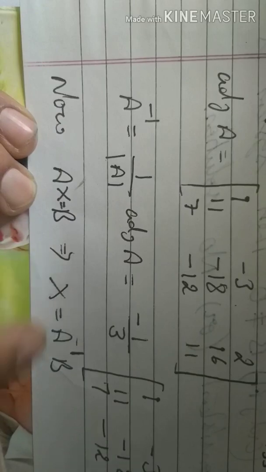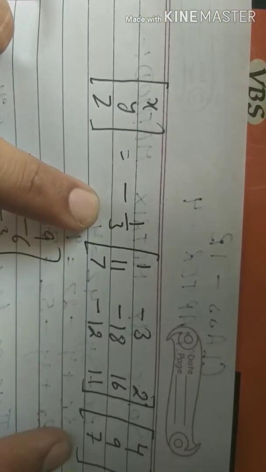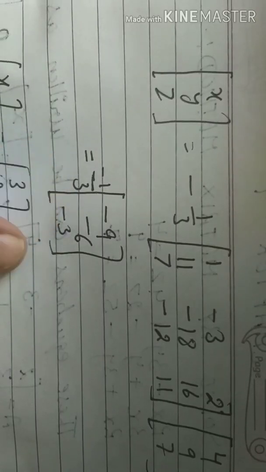Solving it we get x, y, z. Then X matrix is x, y, z, and it equals A inverse into the B matrix. After multiplication we get minus 9, minus 6 and minus 3 in the matrix, and after simplifying it we get 3, 2, 1. So x equals 3, y equals 2 and z equals 1. It is the final answer. Clear?